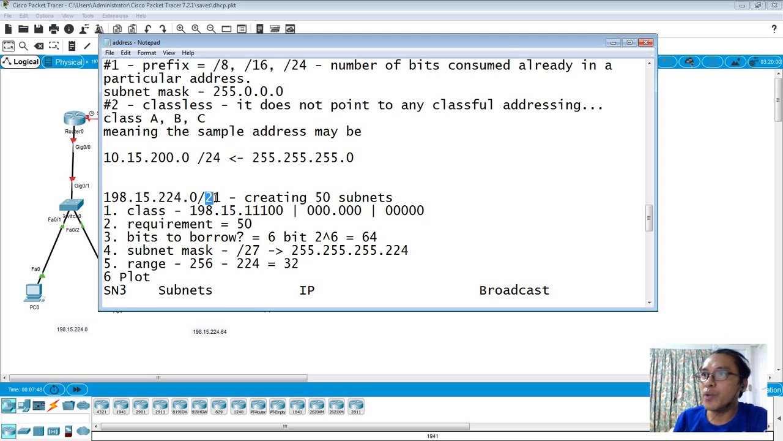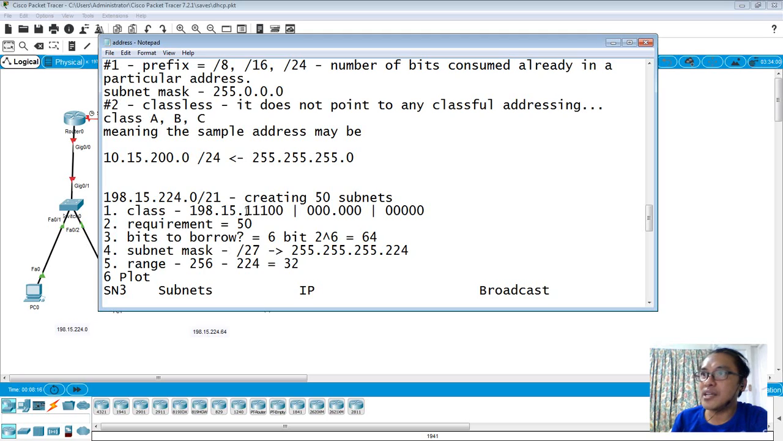So 198.15.224.0, then we will look for the /21. That means there are 21 bits already consumed in this particular address, and what's left would be our own subnets. Since 198 is still under /21, and 15 is still under /21, because the first octet and the second octet add up to 16 only, we have to find the 21st.